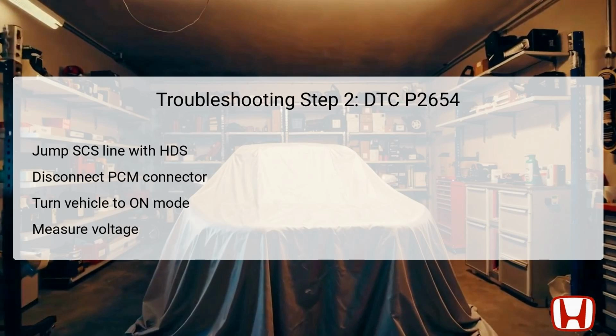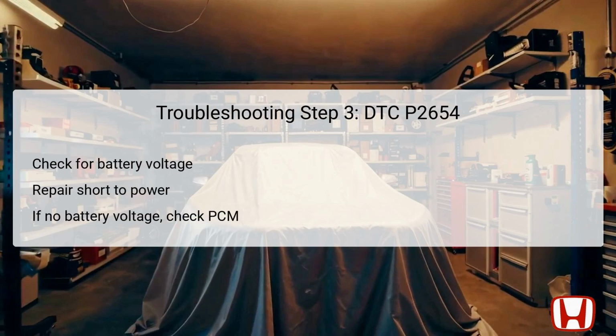With the connector removed, turn the ignition switch to the on position again, ensuring that the engine remains off. At this point, measure the voltage between the specified test points on the PCM connector to determine if there is battery voltage present. This will help identify whether the VTS-EX wire is shorted to power or functioning correctly.